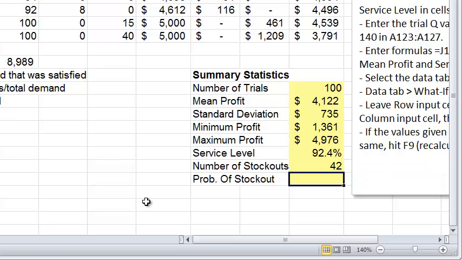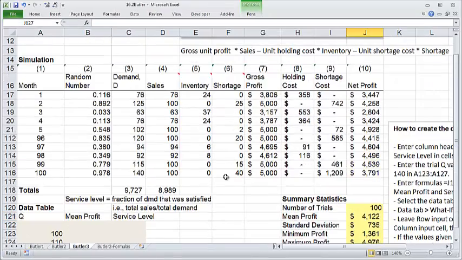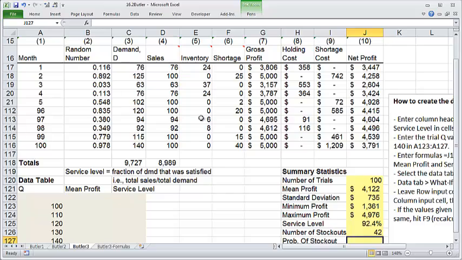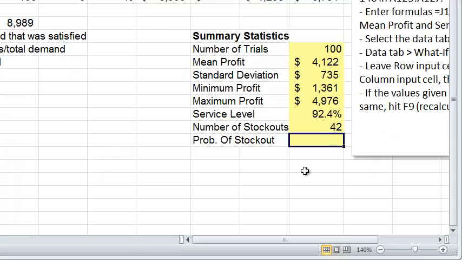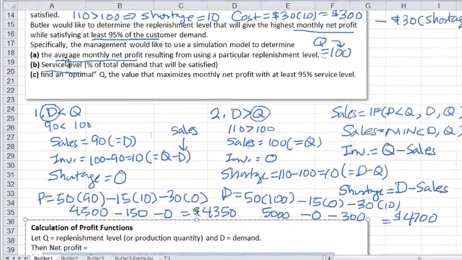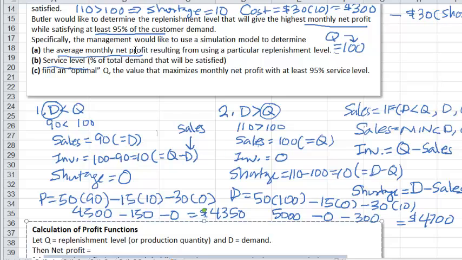Okay, and if I hit enter, it says I have 42 positive values in the shortage column. So that is, out of 100 months, in 42 of those months, there was some kind of shortage. And here, of course, we would just divide 42 by 100 to get 42%. So we have done parts A and B. We calculated the average monthly net profit for the Q value of 100 and also the service level.